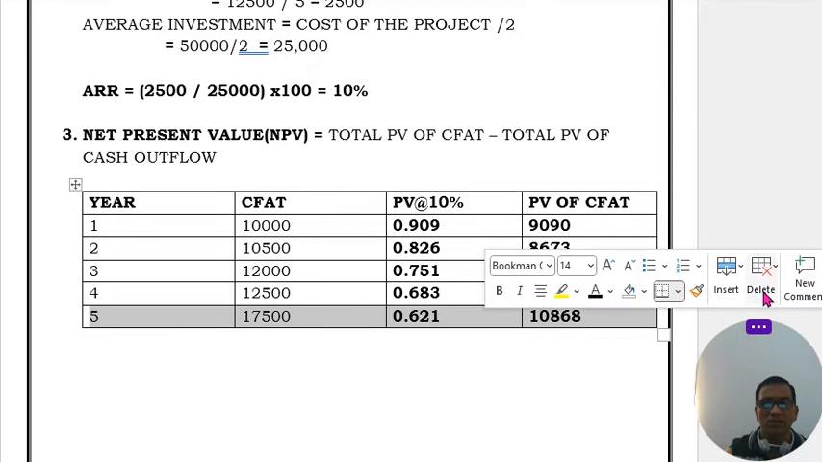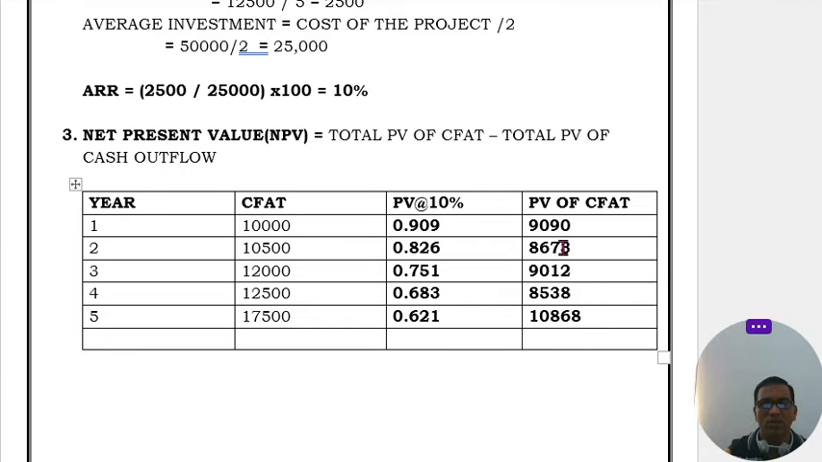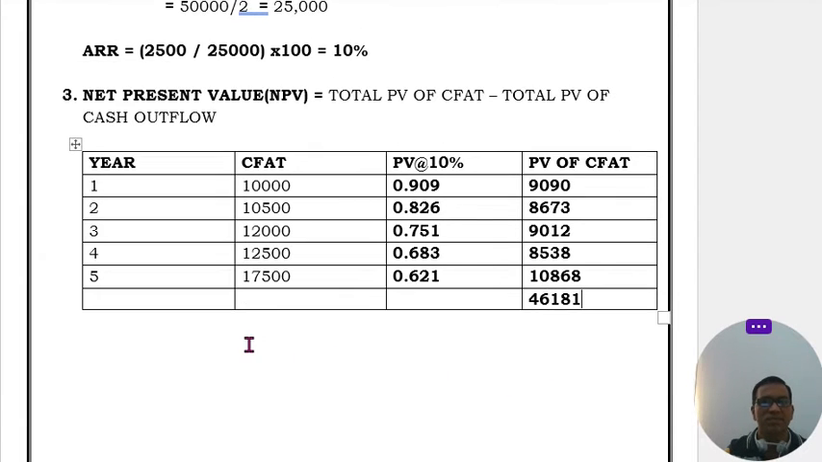What is next? I want the total. So what is the total value of all 5 years? Total PV of CFAT is 9,090 plus 8,673 plus 9,012 plus 8,538 plus 10,868, that is 46,181. This is the total PV of CFAT.